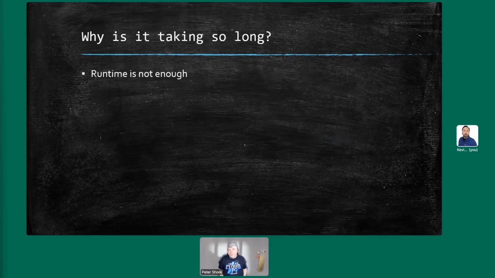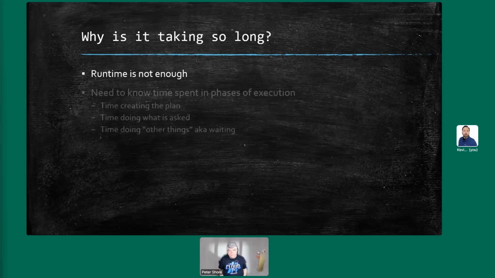So the question we all get is, why is it taking so long? And the reality is, to look at the runtime is just not enough. There are so many factors that can make the runtime vary. It really helps to know the time that we spend in the phases of execution: the time creating the plan, the time doing the actual work, and then there's this other bucket of other things when we're just standing around waiting, or whatever the digital internal of a computer equivalent of standing around waiting is.